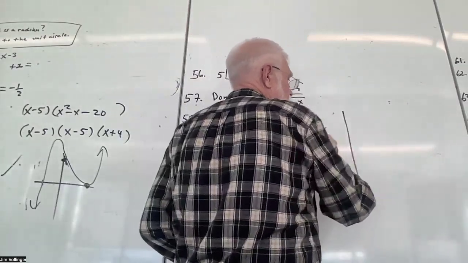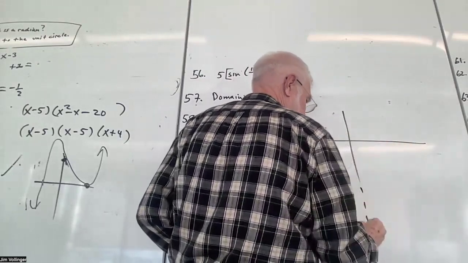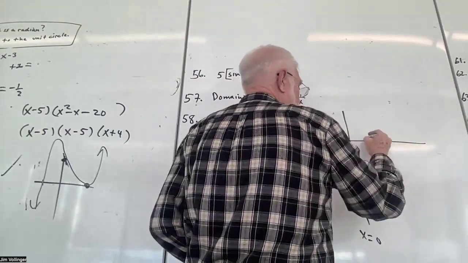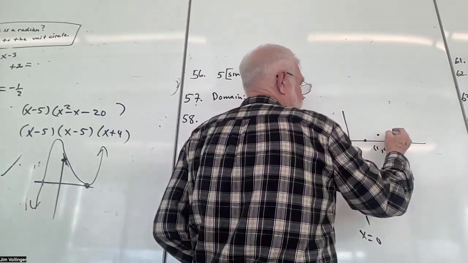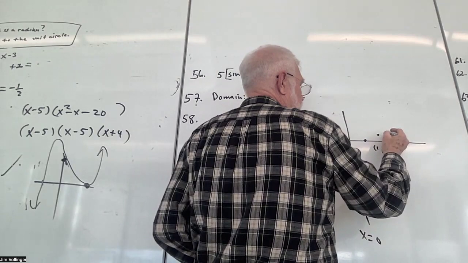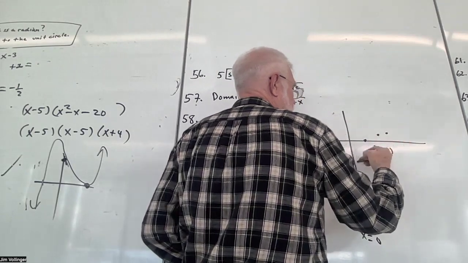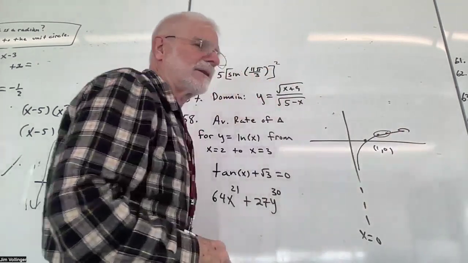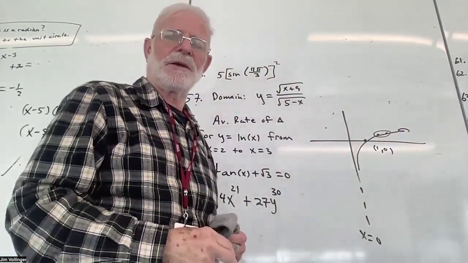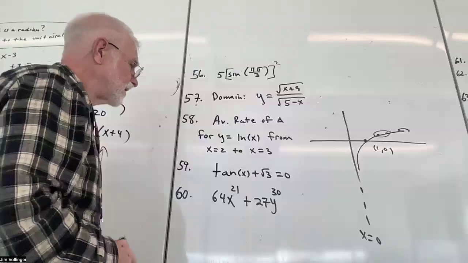You should know that now. That should be automatic. The ln of x equals 0. 1 gets us 0. 2 gets us 0.7. 3 gets us 1.1. Right? Does it look like it's going up here at a ratio of less than 1 but positive? Yes, it does. So that's good.